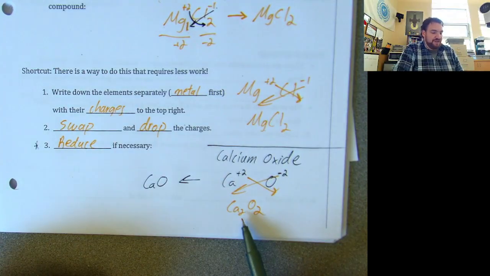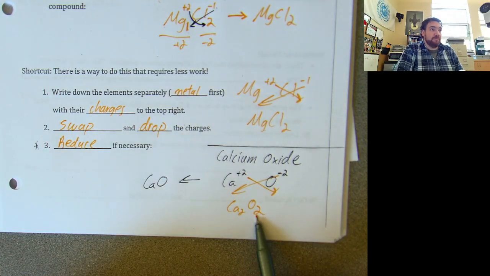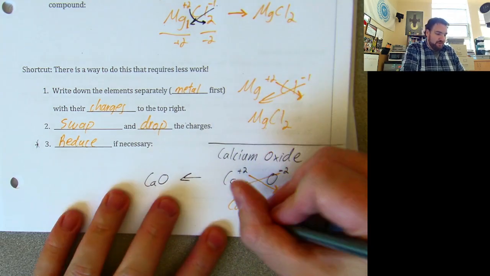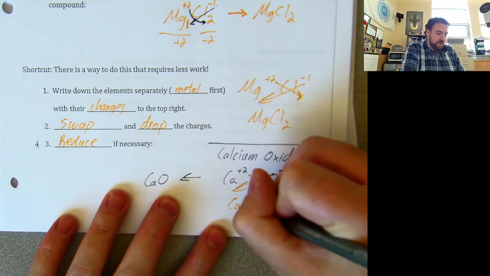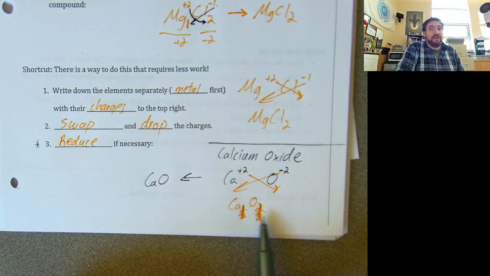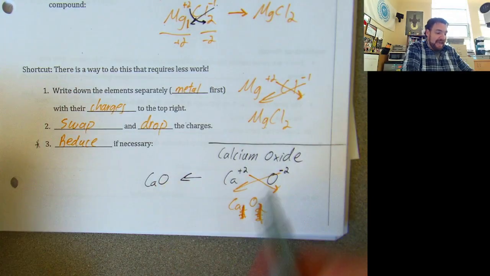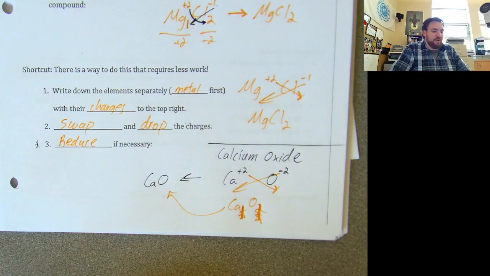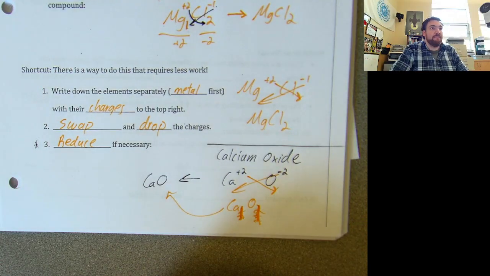So when I say reduce if necessary, what can I divide anything out of 2 and 2? Yeah, I can divide them both by 2. Divide by 2, divide by 2. That gives me one of each. Oh, look. I now have one of each. I don't have to write the ones, and I get what part 1 said we were supposed to get in the beginning.